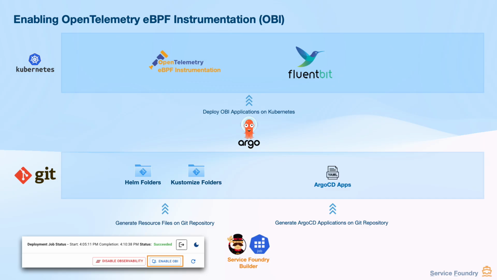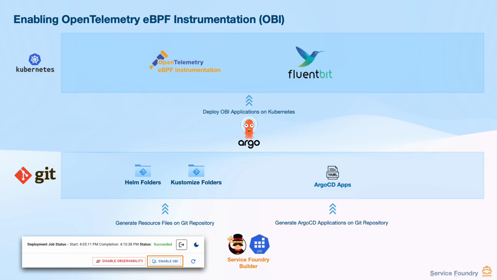This job automatically generates all the necessary Helm and customized manifest files for deploying OBI and fluent-bit and pushes them to your Git repository. From there, ArgoCD automatically picks up the manifests and deploys the required applications onto your Kubernetes cluster. This includes OpenTelemetry eBPF instrumentation and fluent-bit for collecting traces and logs. This seamless integration allows you to activate kernel-level instrumentation and log enrichment, fully GitOps-enabled without manually crafting YAML files or touching your workloads.